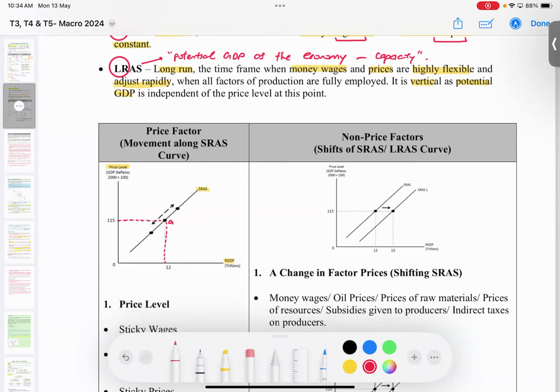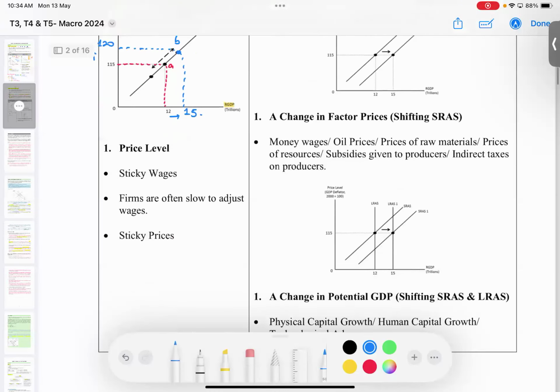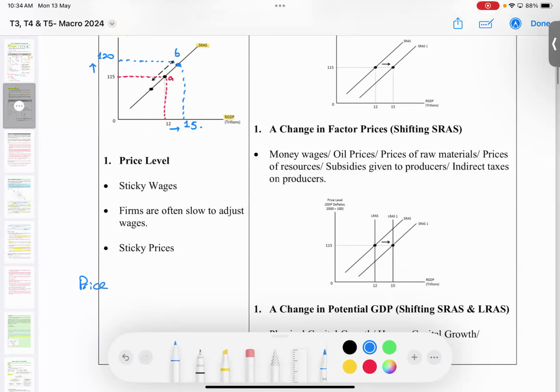Now let's say the price level goes up to point B, from 115 to 120. When the price level increases, the quantity of real GDP supplied will also increase. So the relationship is, when the price level increases, quantity of real GDP supplied will increase. Why is that so? Because of profit motive.